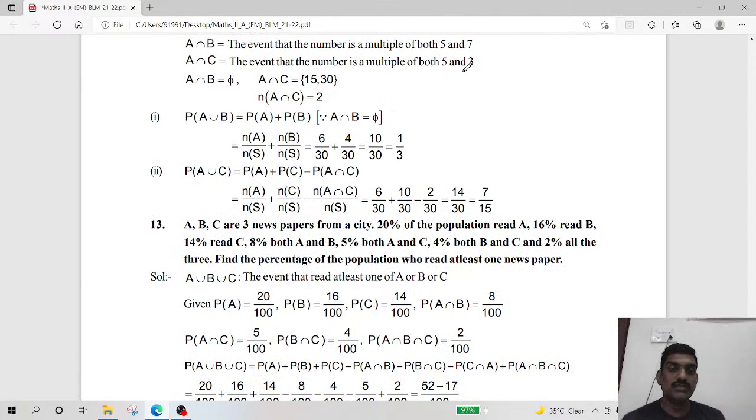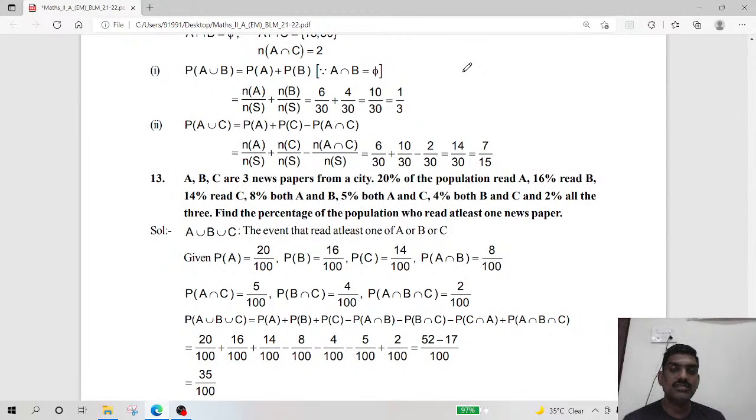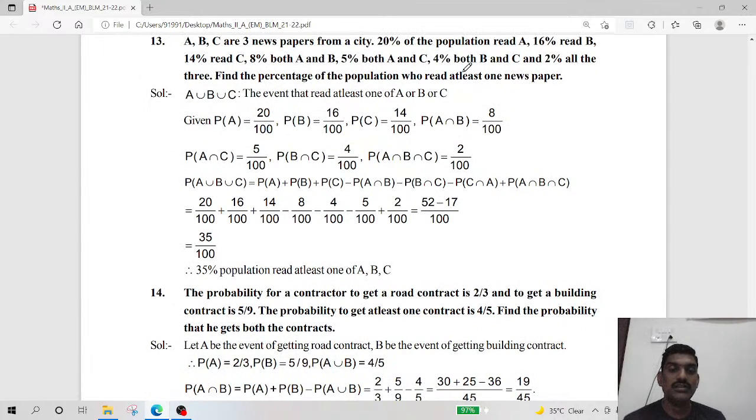Next, A, B, C are 3 newspapers from a city. 20% of the population read A, 16% read B, 14% read C, 8% read both A and B, and so on. Write everything that is given: 20 by 100, 16 by 100, 14 by 100, 8 by 100, 5 by 100, 4 by 100, 2 by 100. We write the formula and substitute everything. Then we get the percentage of the population who read at least one newspaper as 35.